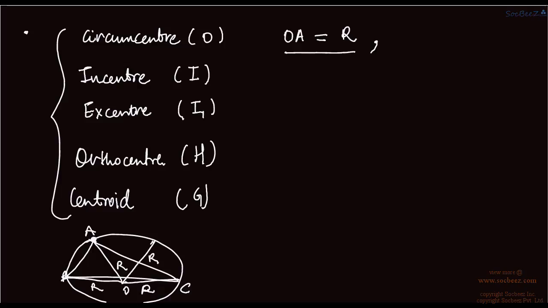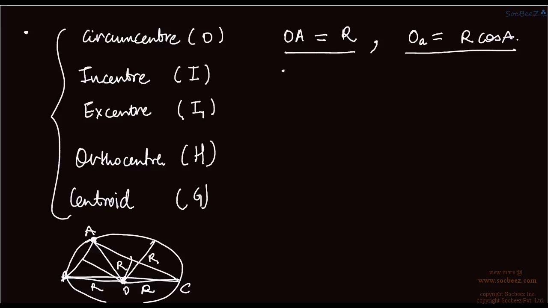Now the distance of O from each side, from AB, AC and BC, will be R cos A. That means R cos A. This is just a trigonometric expression. So the distance is R into cos A.